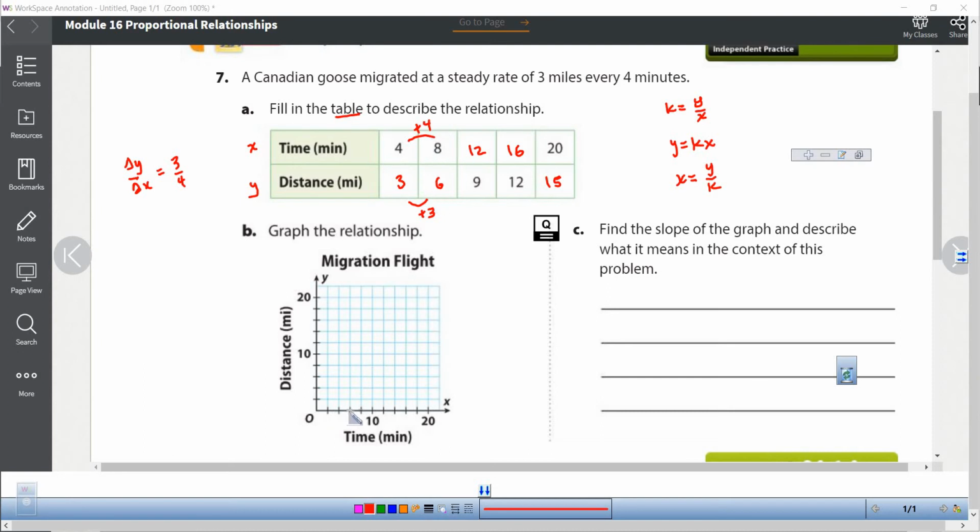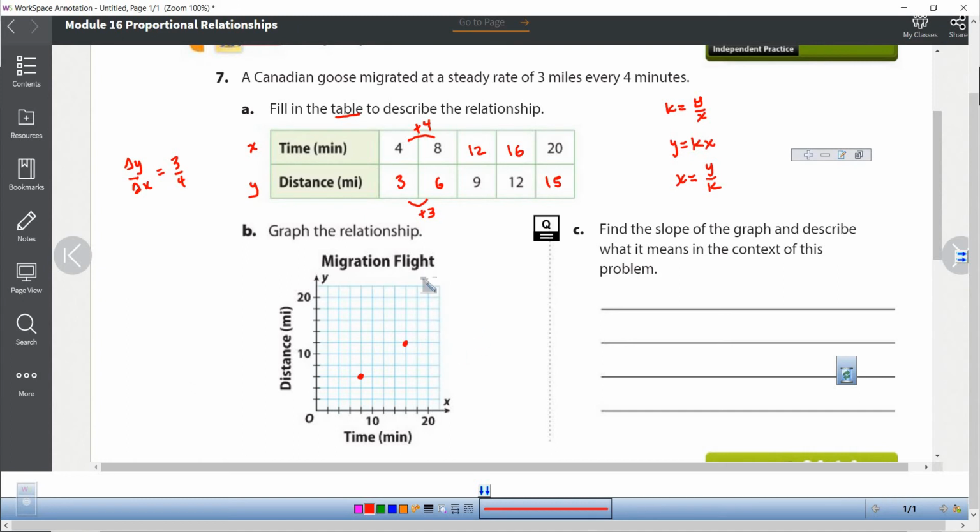So time 2, 4, 6, 8, and then the distance is 2, 4, 6. So that's a point that I can get exactly. And then 16, 12 is also a point that I can get exactly. 10, 12, 14, 16, and 2, 4, 6, 8, 10, 12.